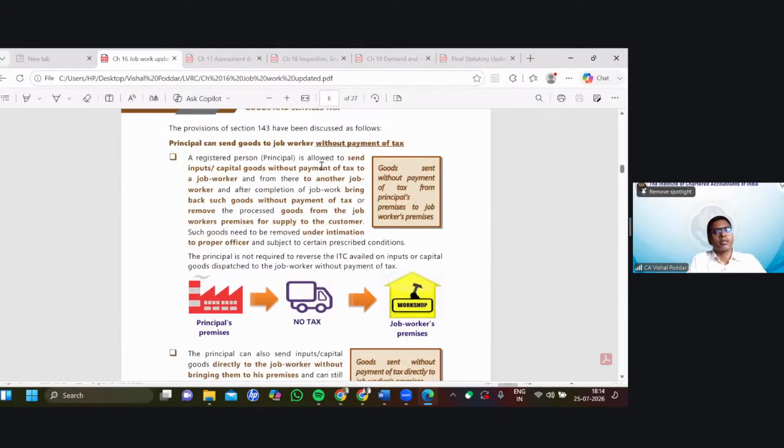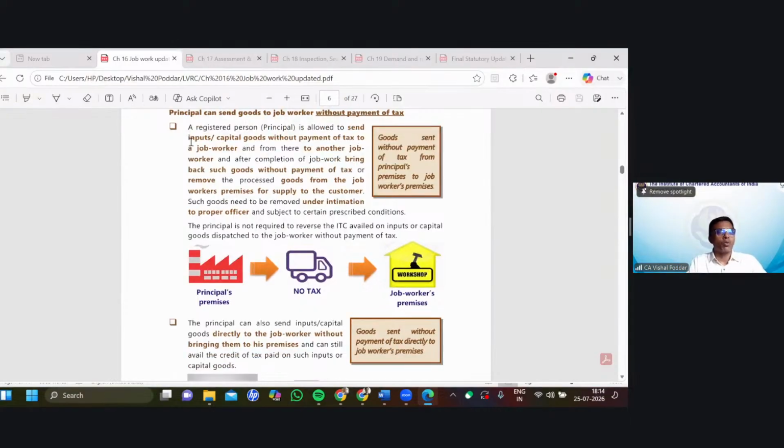Now, what are these special provisions or relaxations under section 143? So, the first point 143 states is that the principal can send goods to the job worker without payment of tax. This is the first important, special point: whenever the principal is sending his goods on which the job work has to be done by the job worker, is any payment required? So 143 says that the principal, who is obviously opting for 143 benefit, need not pay any tax. So the registered principal is allowed to send either inputs or capital goods without paying any tax to the job worker, and from there to another job worker, and also after completion of the job work can bring back such goods without payment of tax, or remove the processed goods from the job worker's premises directly to the customer.